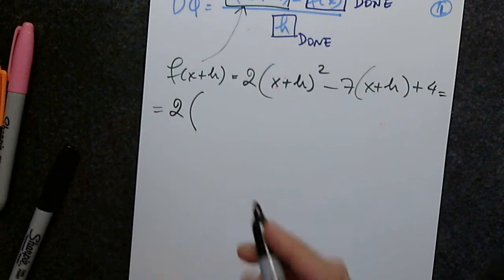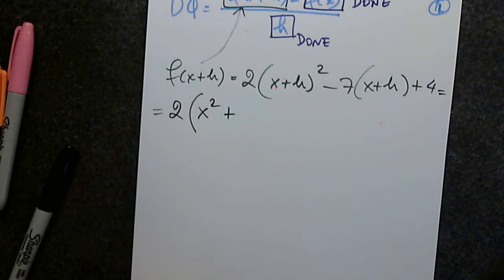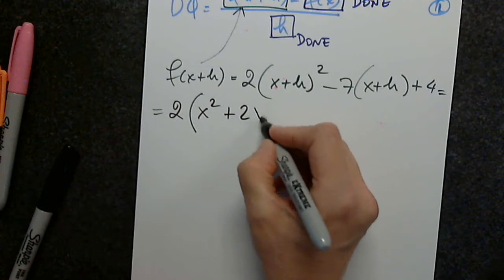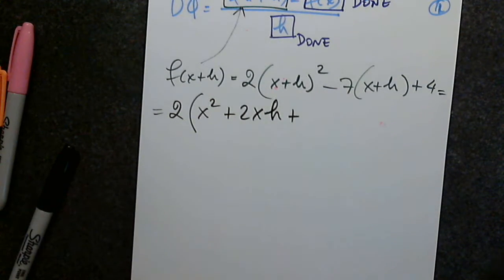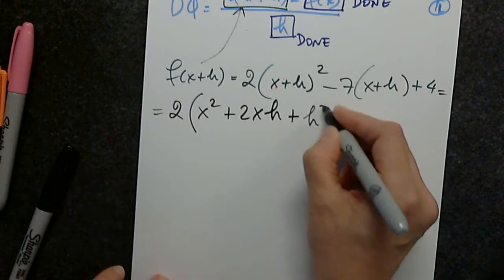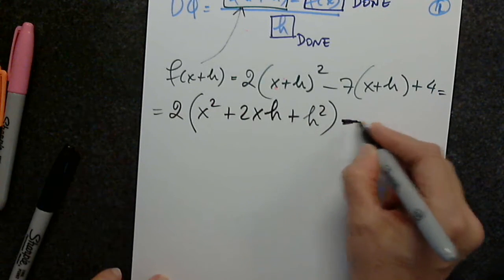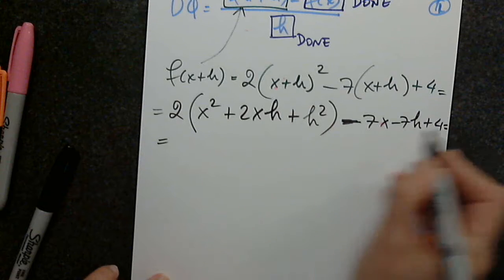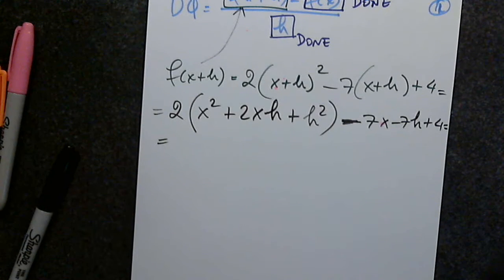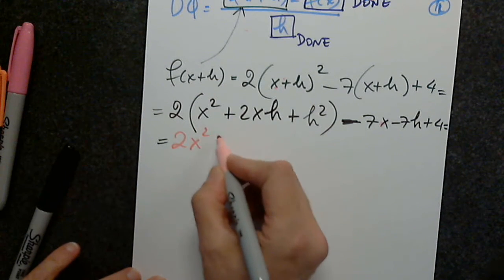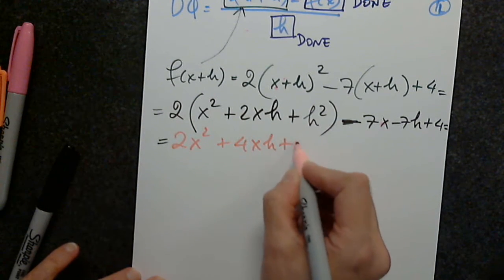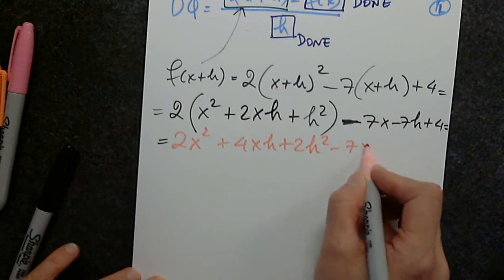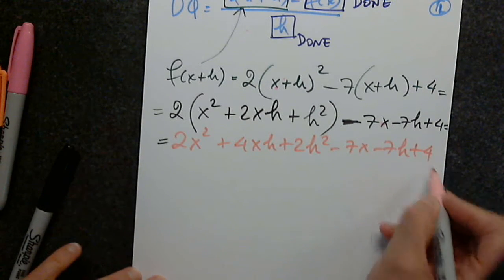x squared plus 2xh plus h squared. Excellent. Oops, I'm sorry, minus 7x minus 7h plus 4. Final step in fully simplifying this, because we can combine like terms. It should be 2x squared plus 4xh plus 2h squared minus 7x minus 7h plus 4.